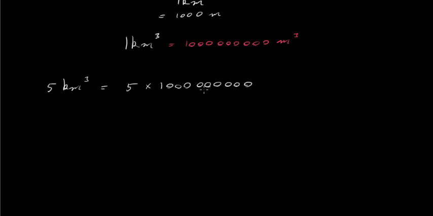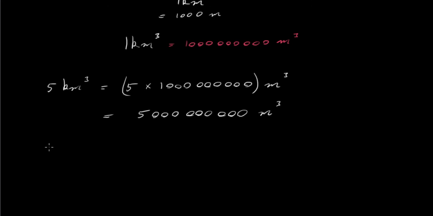So have I got enough there? 1, 2, 3, 4, 5, 6, 7, 8, 9. Yep. So this is how many meters cubed we have in 5 kilometers cubed. That just gives us 5, and then 1, 2, 3, 4, 5, 6, 7, 8, 9 zeros, meters cubed.